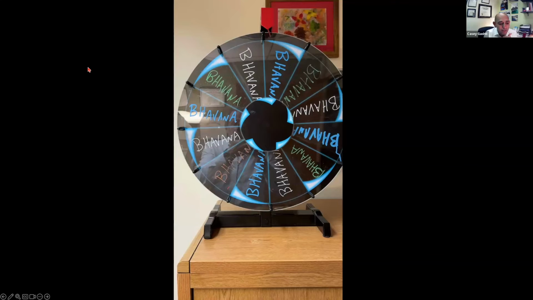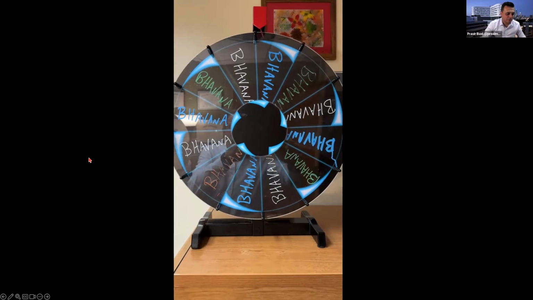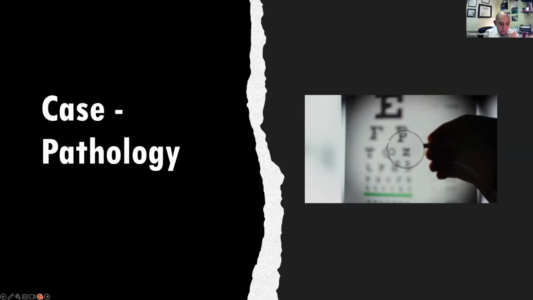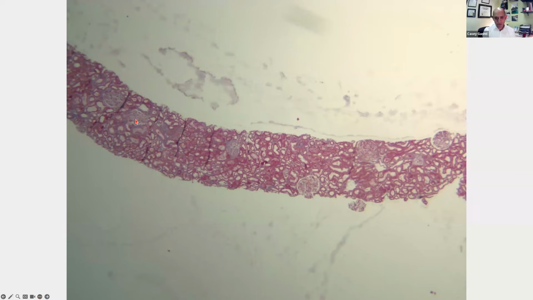All right, Casey, go ahead and click. Yep, you're controlling it. Got it. Okay. All right. Okay, so here's a low power trichrome. I almost see no blue. This is perfectly preserved, zero fibrosis, great core. Yep. Yeah, I agree with you, Casey. All right, I'm just gonna move on to the higher power.